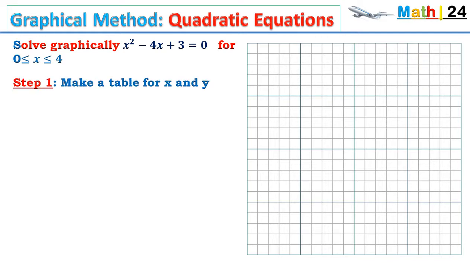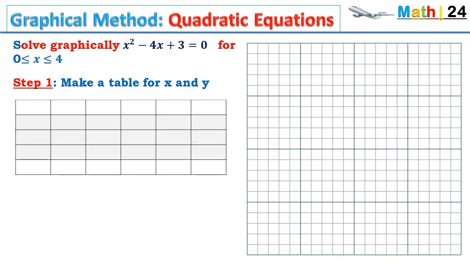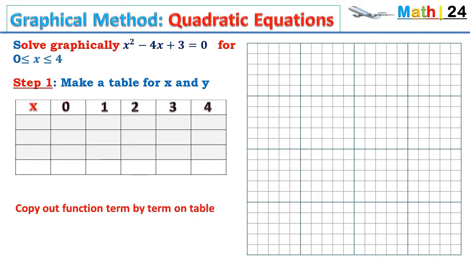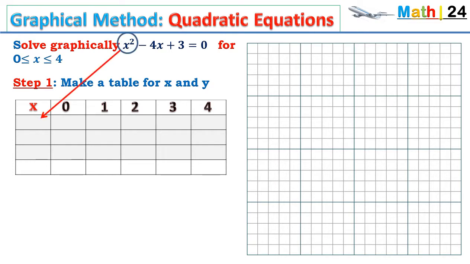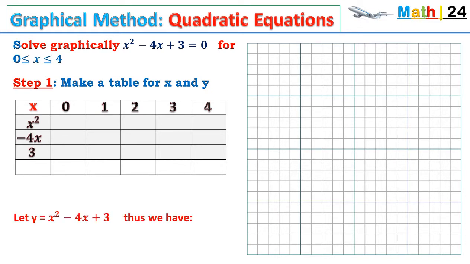The first step is to make a table of values for x and y. For the x, the values are from 0 to 4, so I have 0, 1, 2, 3, and 4. The second thing to do is to copy out the function term by term on the table. The first term is x squared. The next one is minus 4x. And the last one is a constant term, plus 3. Let y be the function, y equal to x squared minus 4x plus 3. Thus, we will have y occupying that position.